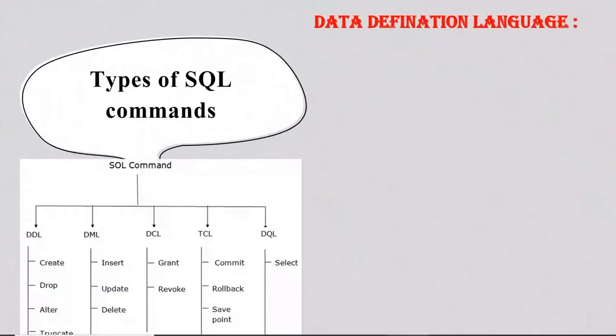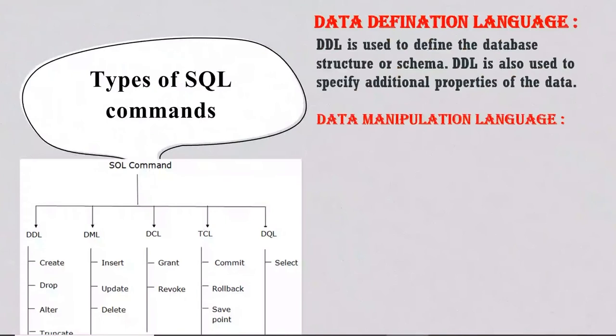What is DDL? DDL means data definition language. DDL is used to define the database structure or schema, as you can already figure from the name, data definition language, that it is used to define the database. DDL is also used to specify additional properties of the data.